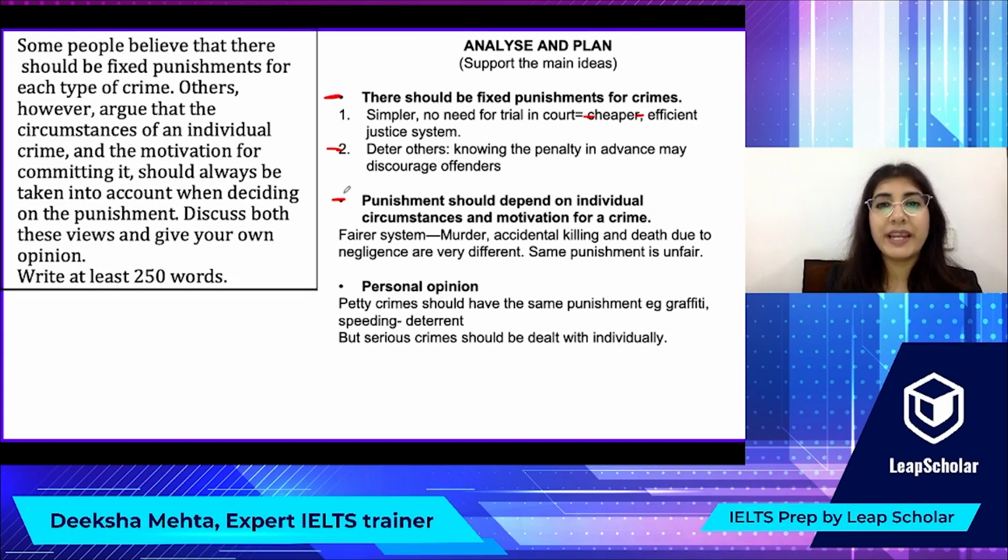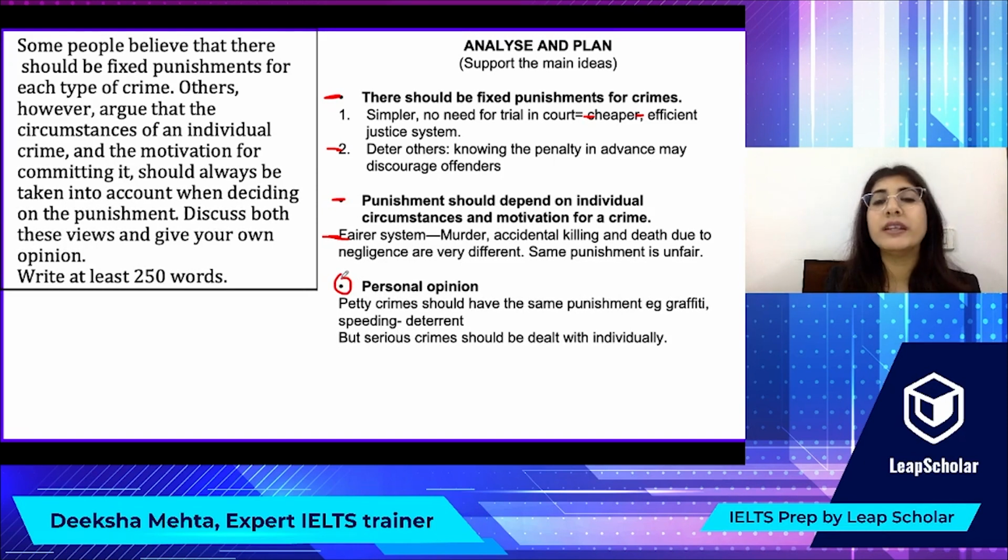Let's look at the main idea number 2 that we took from the question. Punishment should depend on individual circumstances and motivation for a crime. So the advantage of this would be that it would be a fairer system. So for example, for a murder, accidental killing, or death due to negligence, all these are three different categories and these are very different. So the same punishment for each of them would be unfair. And the third point would be my personal opinion.